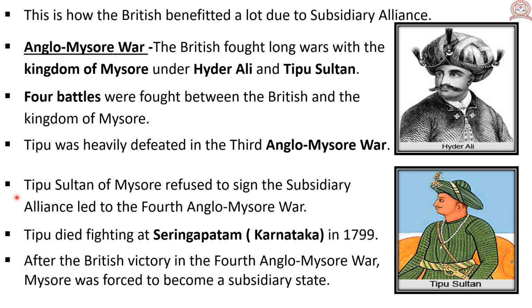Tipu Sultan of Mysore refused to sign the subsidiary alliance with the Britishers, which led to the Fourth Anglo-Mysore War. Tipu died fighting at Seringapatam in Karnataka in 1799. After the British victory in the Fourth Anglo-Mysore War, Mysore was forced to become a subsidiary state. That is, now Mysore was also controlled by the Britishers through the subsidiary alliance policy.